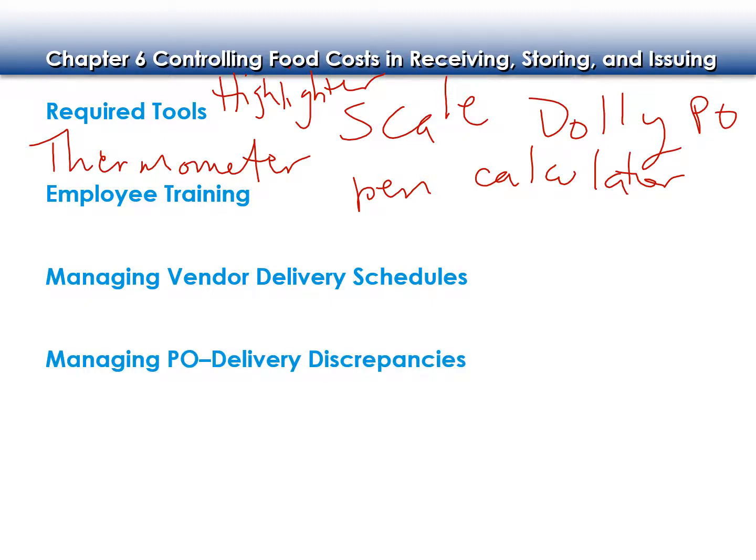And then the last thing when we're talking about conserving or managing our cost is anytime there's a discrepancy, we have to address it, okay? So if there's a difference between the purchase order and what is being delivered, that invoice, we have to address it right then. Because if we sign for it, what happens? We pay for it.